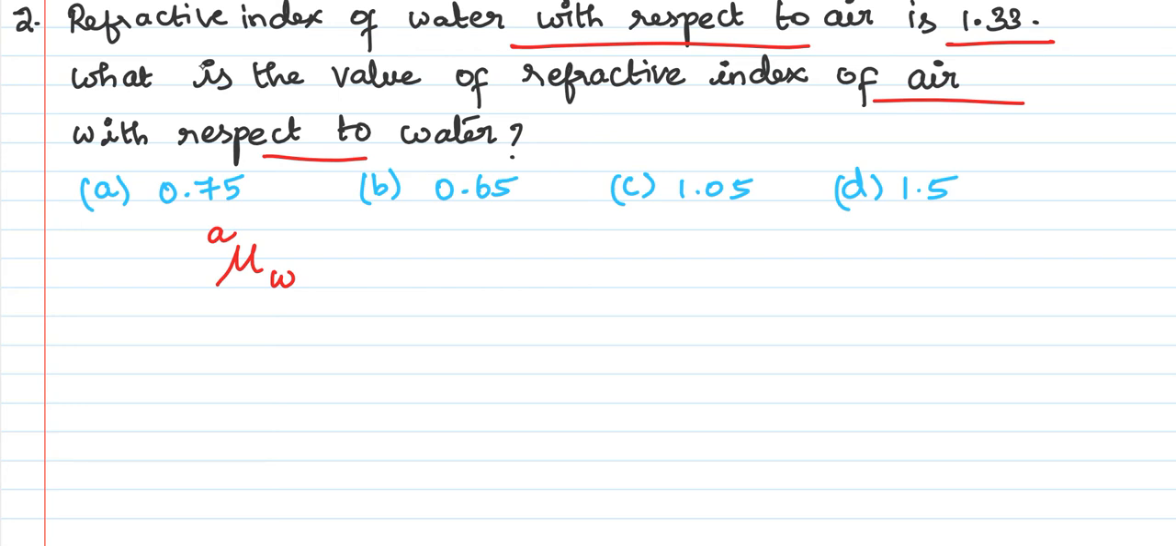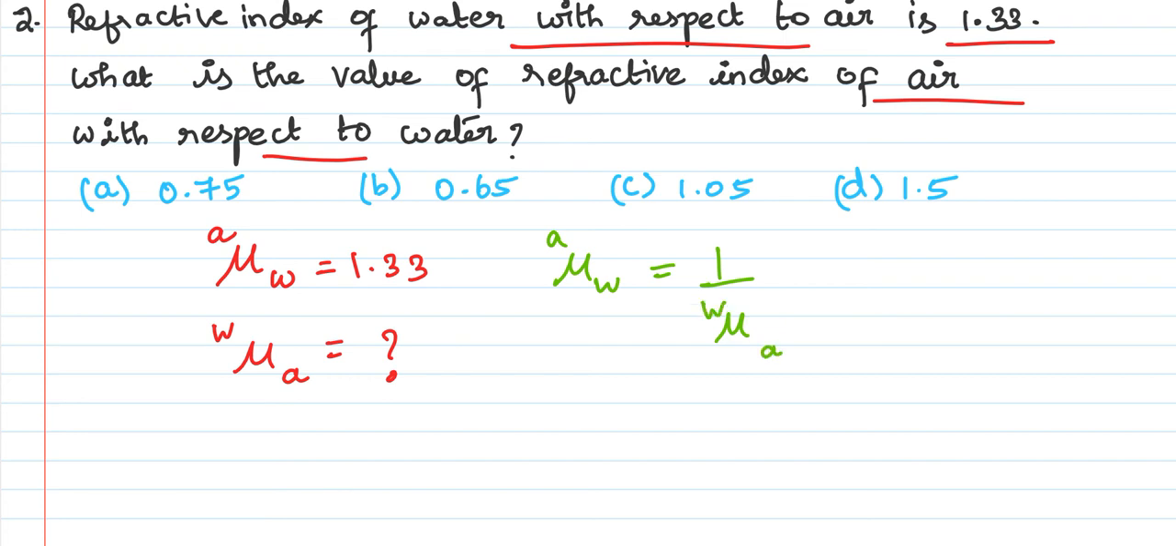Okay, so mu AW, that is nothing but 1.33 as per the question. But what is asked? Mu, air with respect to water is asked. So what is the trick I am remembering for this? It is very simple. If it is mu WA, I can write this as what also? It is nothing but the reciprocal of this one, which is nothing but what? You can see that clearly it is mu AW.